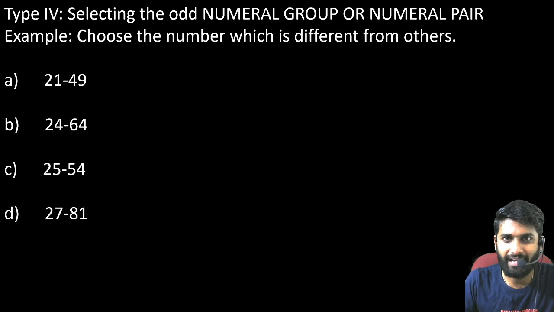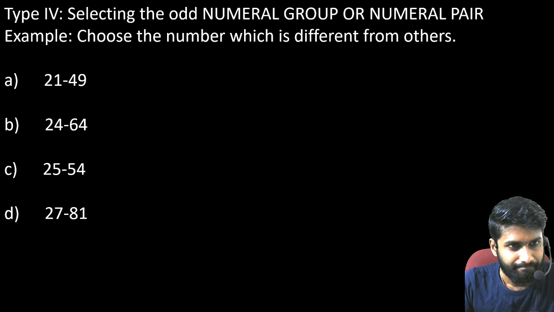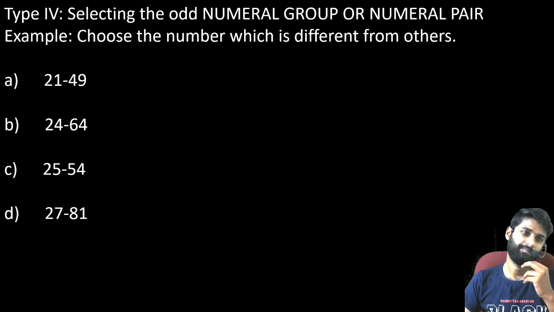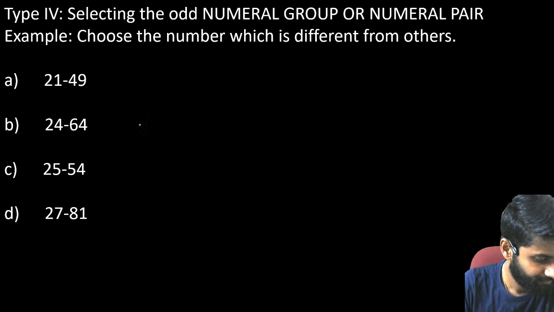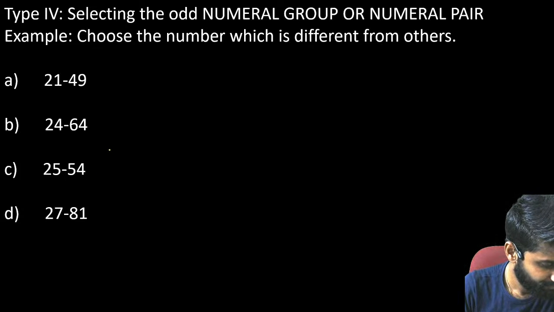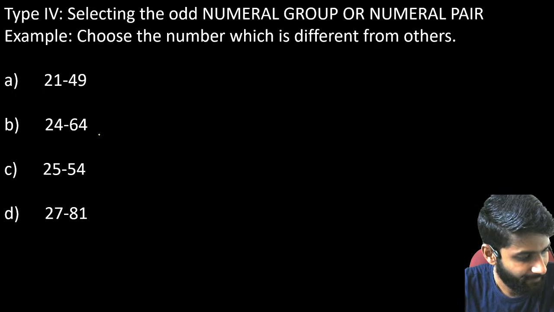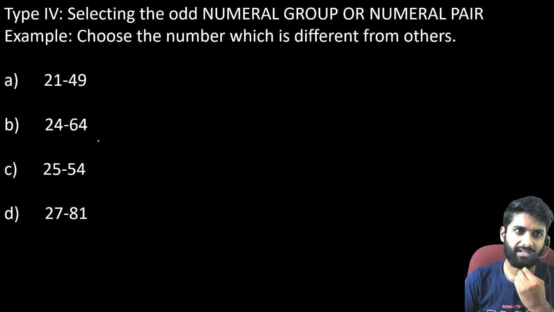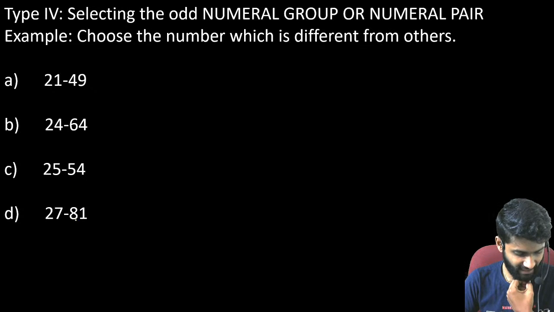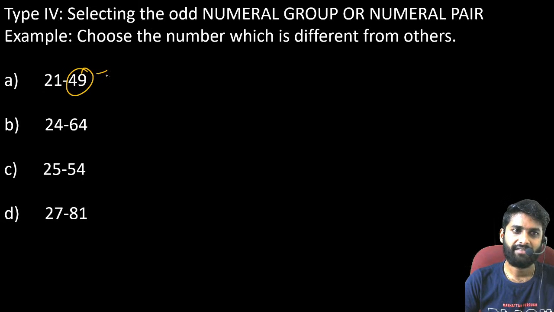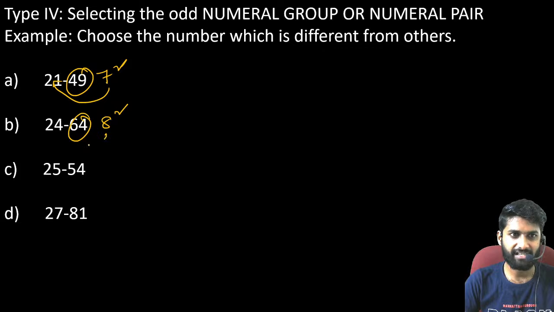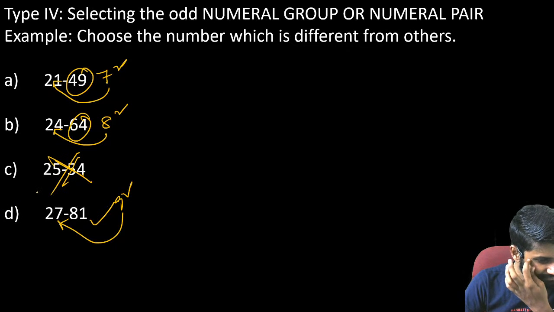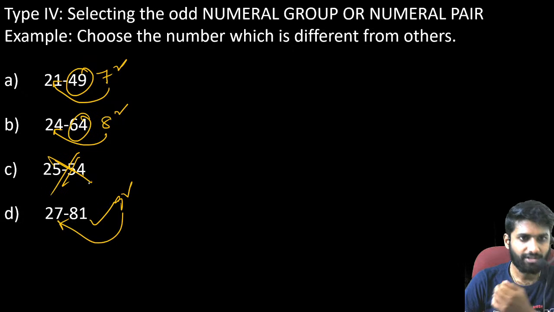Next one. Select the odd numerical group of the same. There is a pair given. What is the answer? Next one. Which one is the wrong pair? 21, 49, 24, 84, 25, 54, 27, and 81. C is the wrong one. Why? Because see, 7 square is 49, 7 threes are 21. 8 square is 64, 8 threes are 24. 9 square is 81, 9 threes are 27. So this is the wrong one.